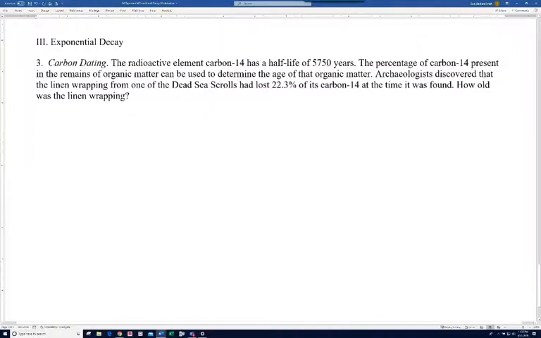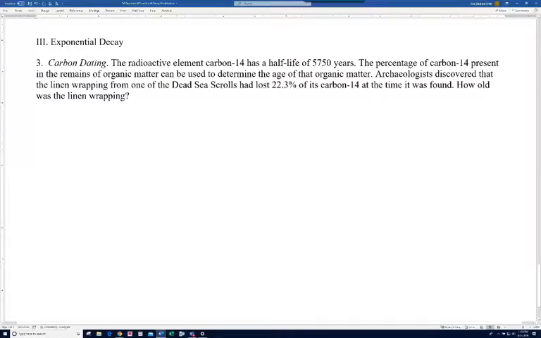And this will be our last problem, and this one deals with exponential decay. So let's go ahead and look at this problem. It says the radioactive element carbon-14 has a half-life of 5,750 years. So what that means is, let's say you had 100, I don't know what it would be measured in, we'll just say grams of carbon-14. Then after 5,750 years, you would be down to 50 grams, which would be half of the original amount.